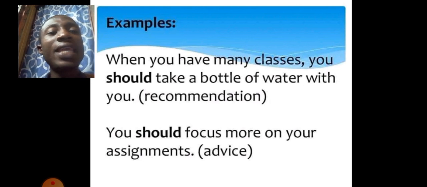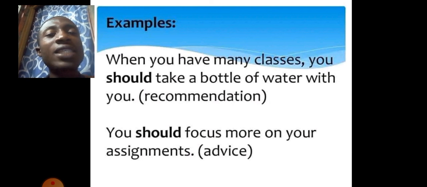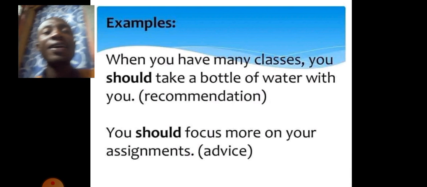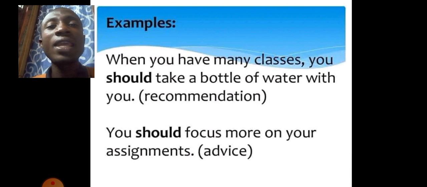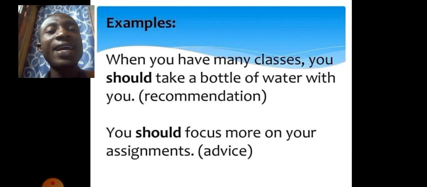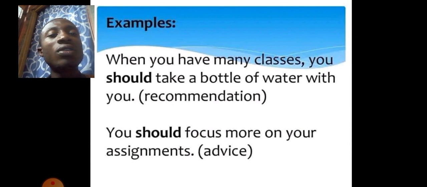You should focus more on your assignments. Here it is used to give advice. Now, let us see other uses of should. We have already stated them here.